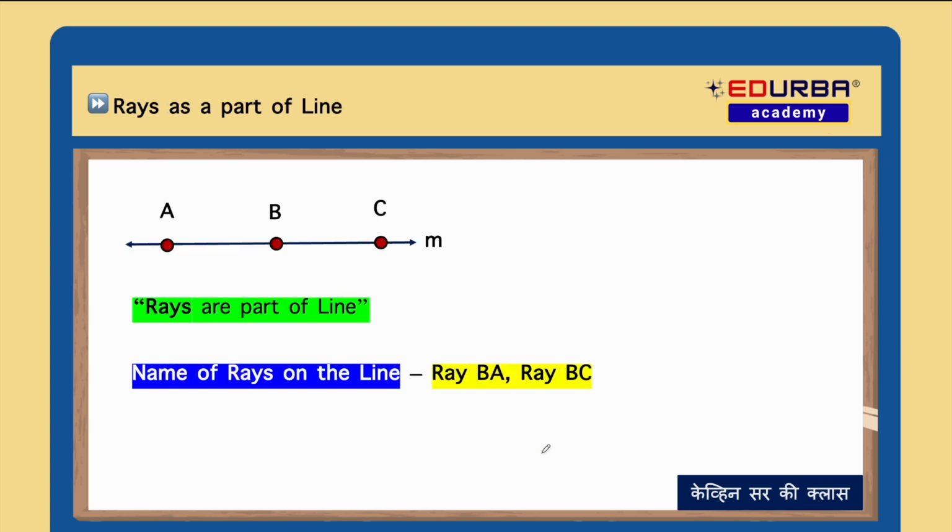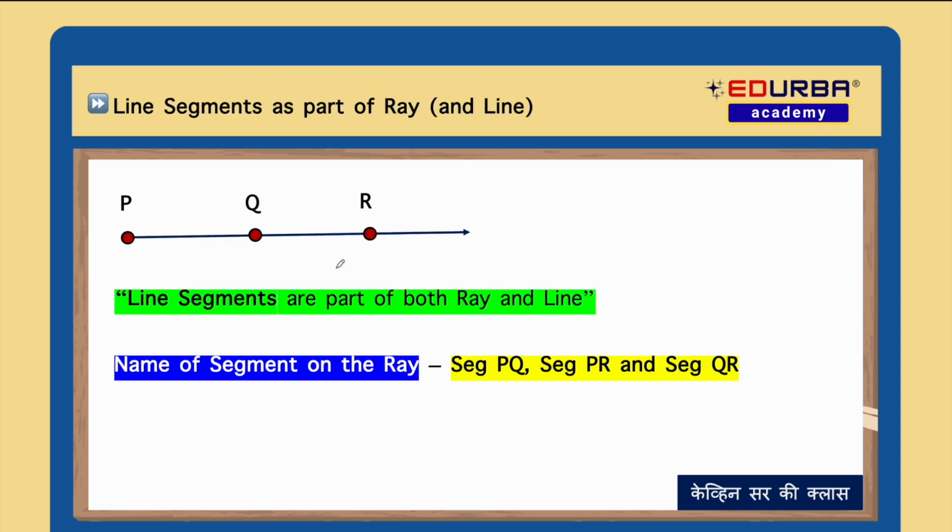Rays are also part of lines. As you see on your screen, line M is also made up of multiple rays like ray BA, which travels to the left, and ray BC, which travels to the right. Now friends, as I explained earlier also, line segments are also part of both lines and rays because rays are also part of lines. Like in this example, segment PQ or segment PR or segment QR are also part of ray PR.